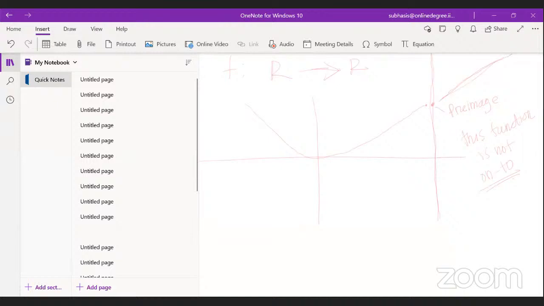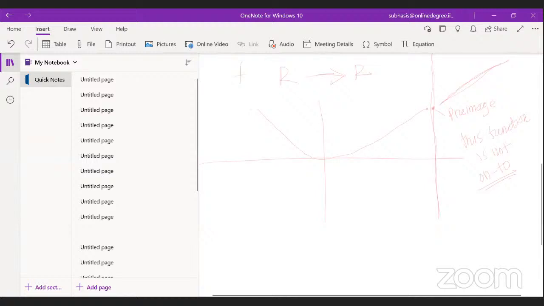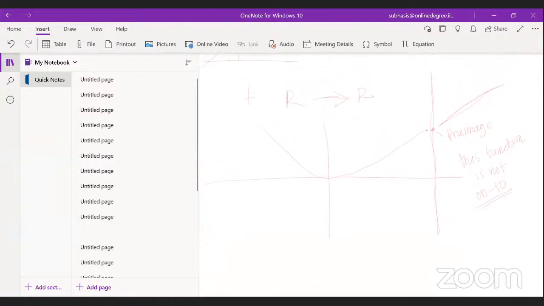Hello? I'm just saying, but I still don't understand. Just because it is not crossing, it becomes an onto function, is it? No, this is not onto.